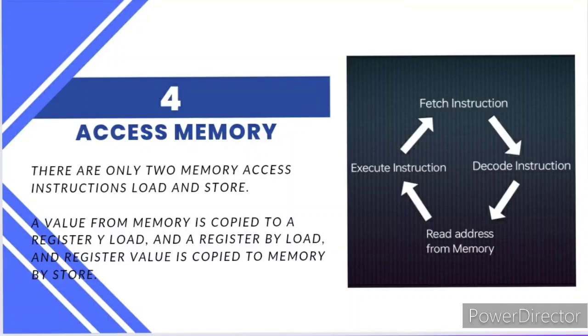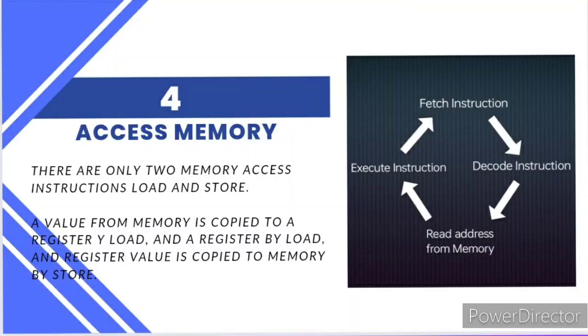Let's look at them one by one. The first is fetch. In this, the CPU retrieves the information or instruction from memory. The next is decode. In this, the CPU decodes the instruction in order to understand which operation to perform. The next is read address from memory. In this, the CPU retrieves any operands which are specified by the instruction from memory. And the last is execute. In this, the CPU performs the operation which is specified by the instruction.